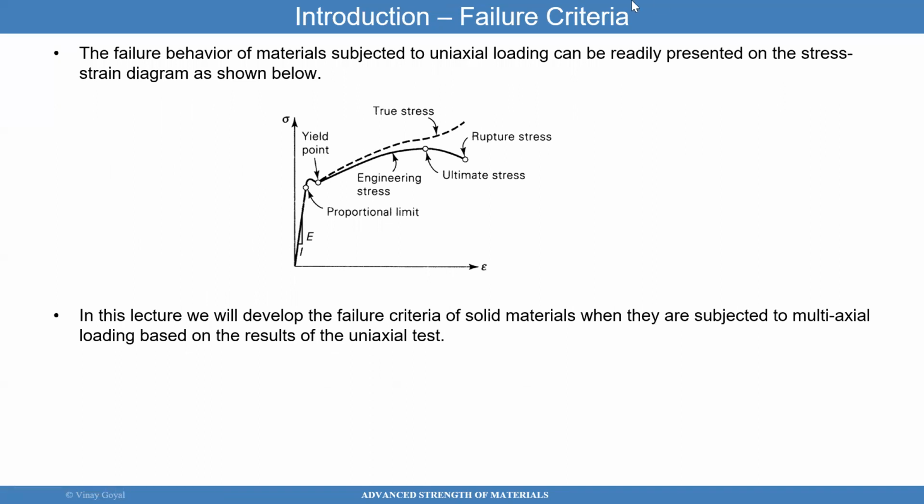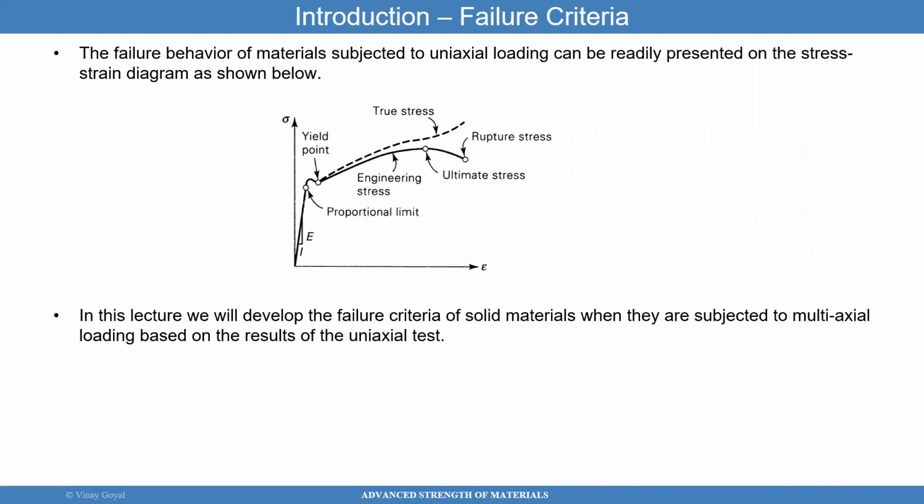The failure of a material can be looked at from several perspectives. So, for example, here what you have is a stress strain curve of the material, and what you also notice is that the stress strain curve provides you a few pieces of information. It has a yield point of the material, and it has a rupture stress of the material. And in this lecture, what we're going to show you is how to develop the failure criteria of solid materials when they're subjected to multi-axial loading conditions.